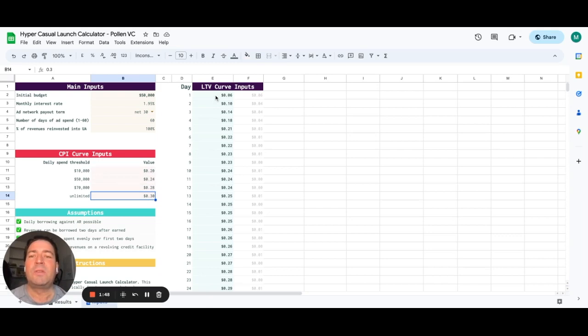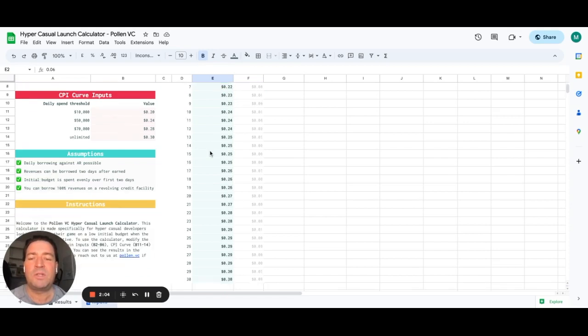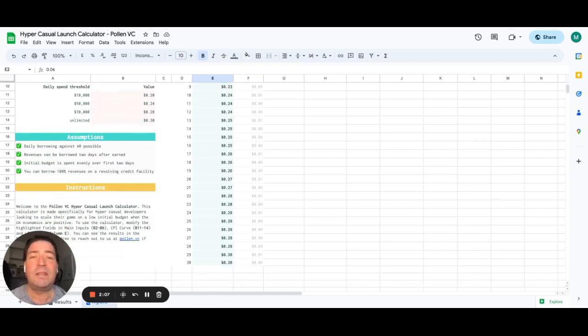And then over here in column E, I'm looking at the LTV curve. This is basically how much revenue I'm earning over time on a day-by-day basis. So day one, I'm going to earn 6 cents. Day two, it's going to go up to 10. Day three, up to 14, etc. And ultimately, it's going to cap off. We are assuming a 30-day lifetime value max, so it's going to go flat towards the end of that journey. So that's the inputs. We're going to look now at the results.